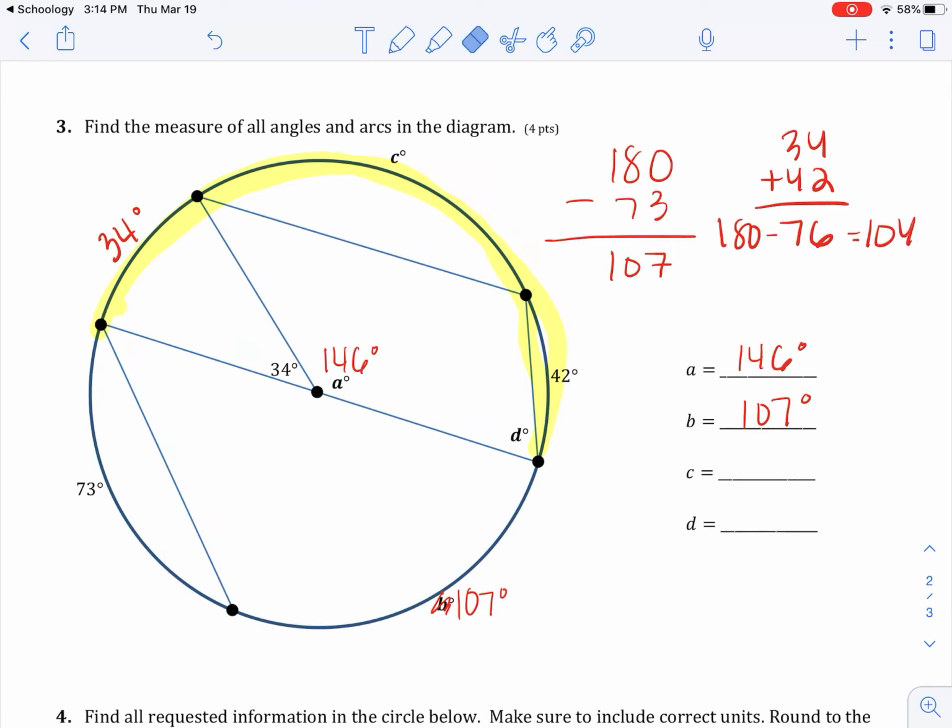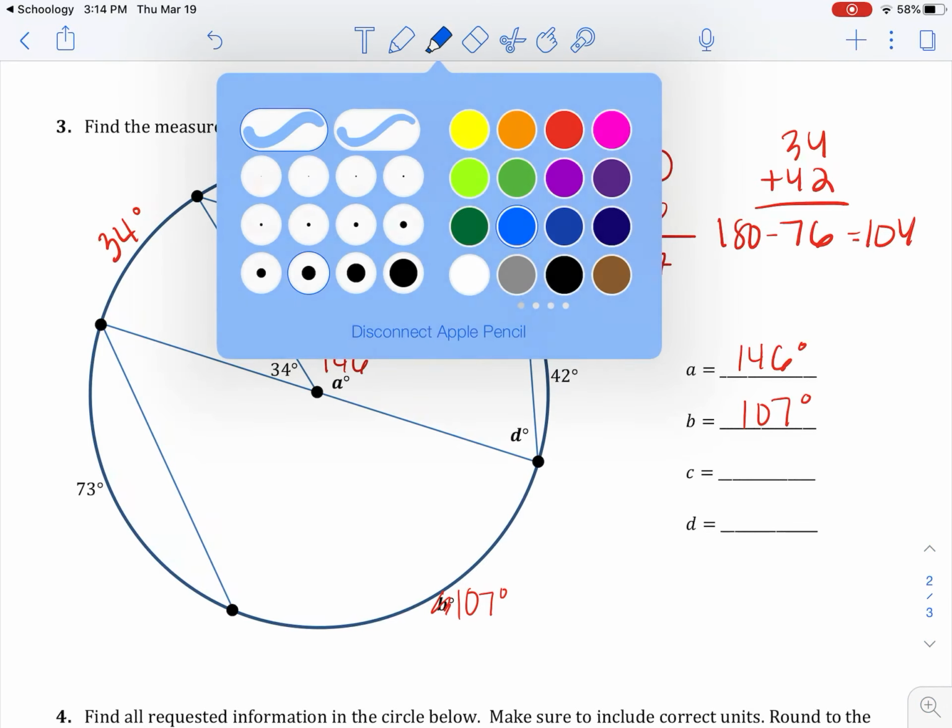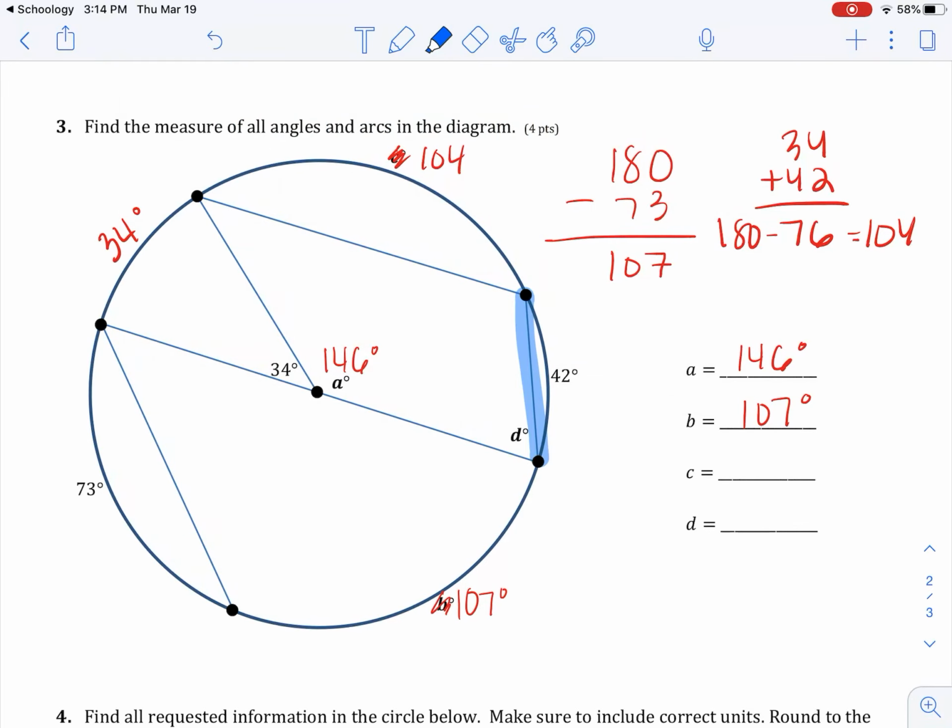76, and then do 180 minus that, which is 104. So this arc right here, 104. The last thing I asked you for was an angle D. I'm going to highlight this in blue here. So angle D is right here.